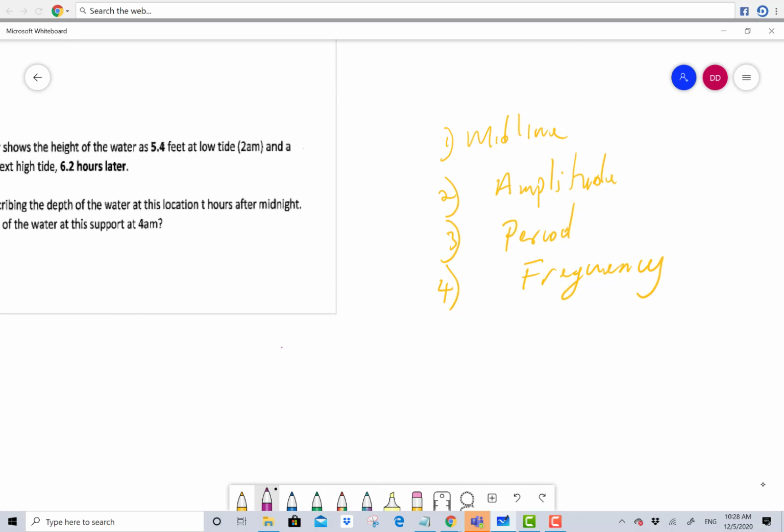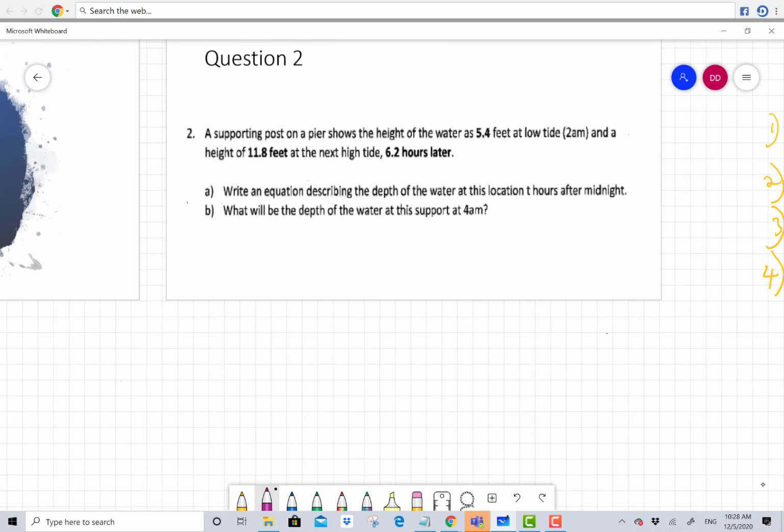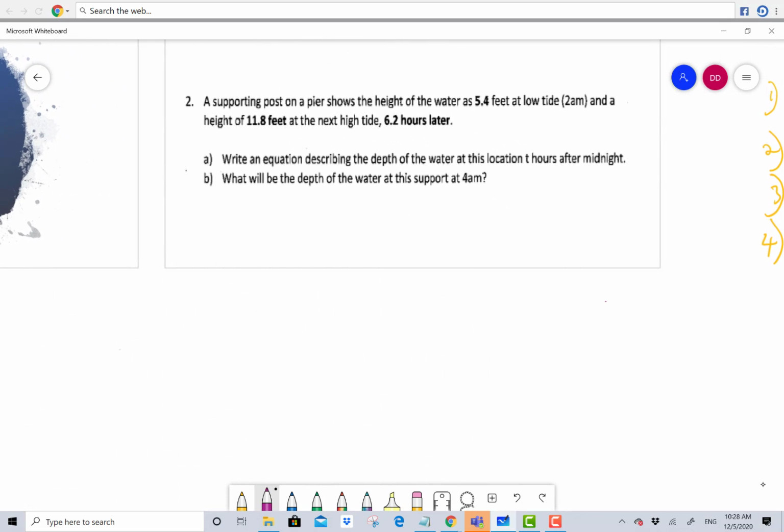So for the trig graph, there are some key things that we need to identify. We need to identify the midline, the amplitude, the period, and the frequency. To identify these things, the best thing to do is always to make a rough sketch, especially when you're given an application problem. So let's make a rough sketch of this problem. The problem says that we are at 2 a.m. when the height is 5.4 feet at low tide. So we just need to make a graph. And with that graph, we're going to use t to represent the time and h(t) to represent the height.